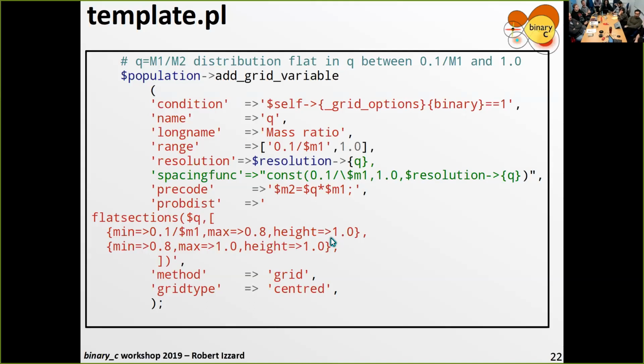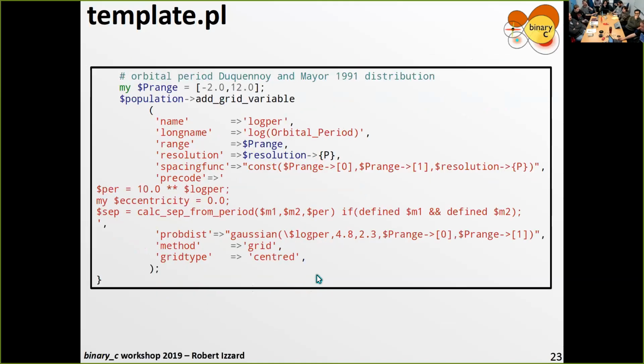So you could, for example, compared to the distribution we saw from Abhinay yesterday, you could set up multiple sections in your mass ratio. You could have as many as you want, and it will automatically just calculate the probability for each of those. And again, it's a centered grid that we're running this on. It should be easier now to go through to the next one, which is the period distribution.